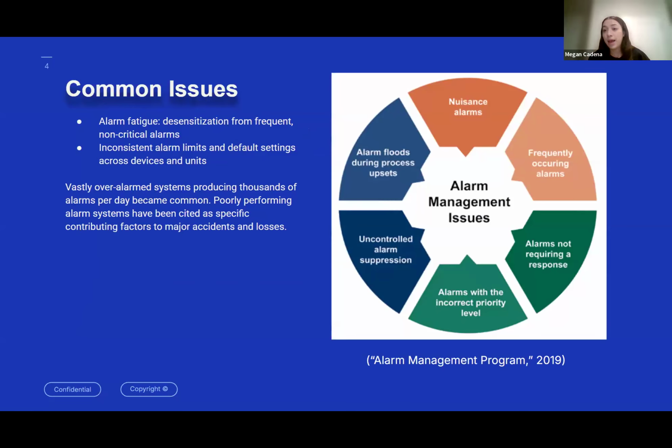So now that we understand all of that, to the basic entirety that we have presented up to this point, what are issues with alarm management?